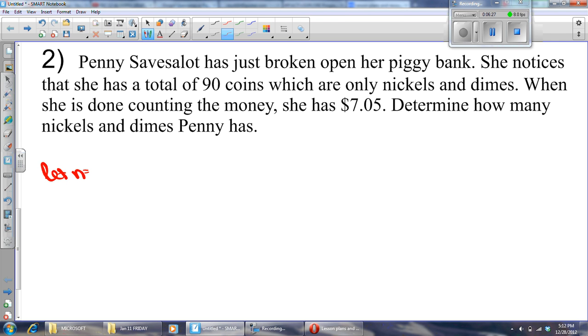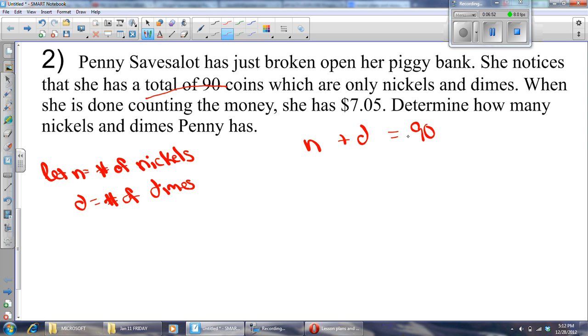n equal the number of nickels, and d is going to be the number of dimes. And notice I didn't put just nickels or dimes. I put the number of, because here I have a total number, don't I? My first equation is going to be n plus d, and that's going to equal 90.